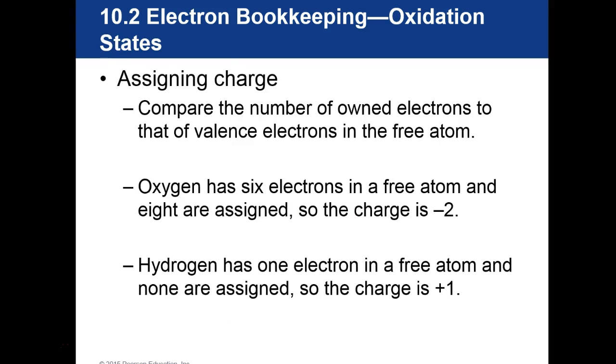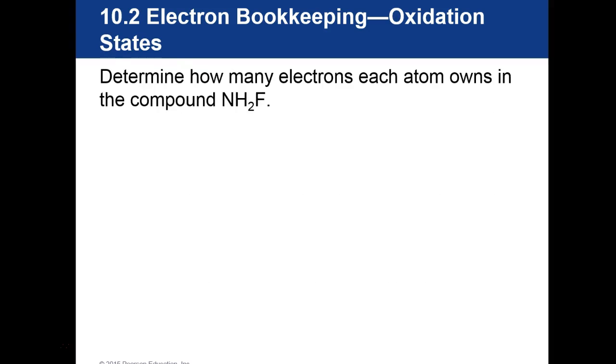So how do we assign a charge? We compare the number of owned electrons to that of the valence electrons in that free atom. The oxygen has 6 electrons in a free atom and 8 are assigned, so the charge would be -2. The hydrogen has 1 electron in a free atom and none are assigned, so the charge is +1.